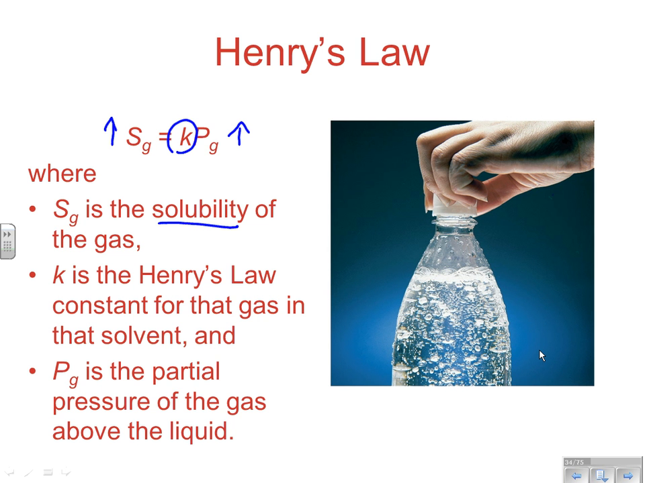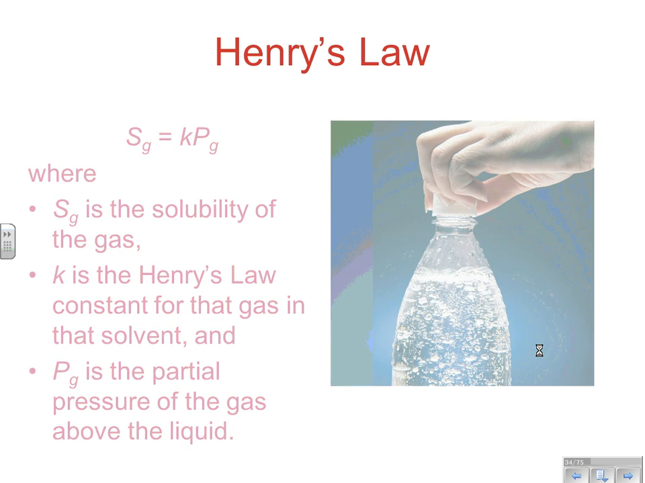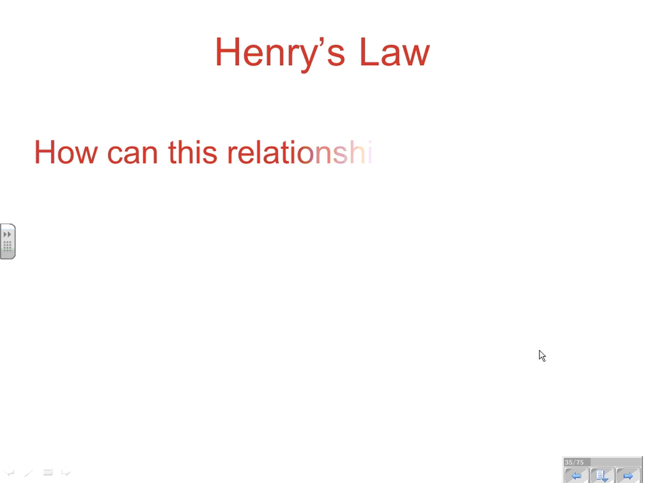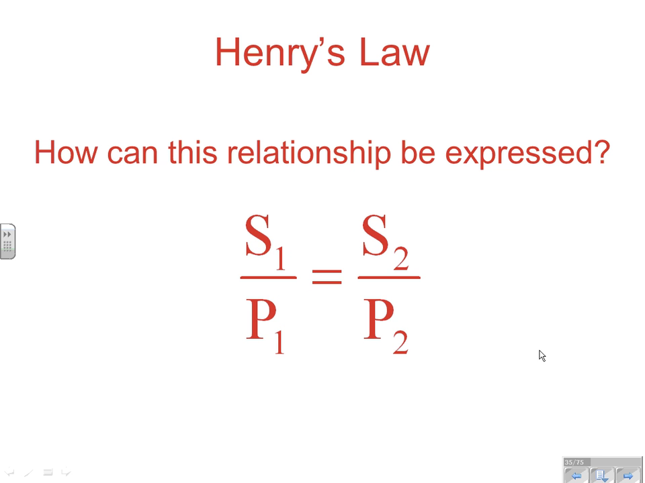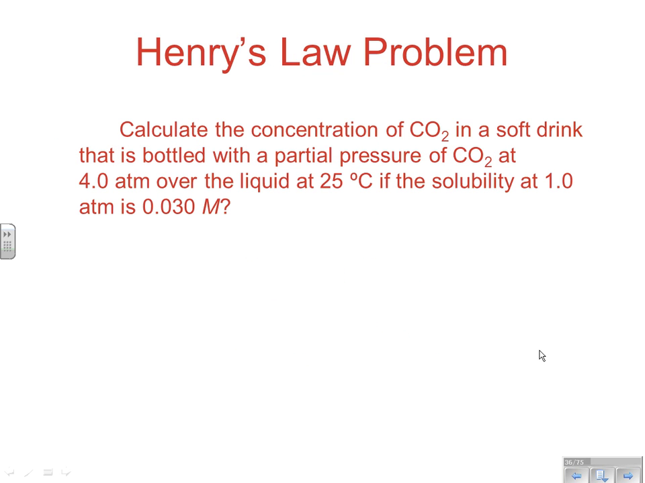But one thing we did with all of these equations back in chapter 10 when we had all these direct and inverse proportionalities, another way to express this is to look at it from this point of view. If S equals K times P, then S1 over P1 is going to equal S2 over P2. If they both equal K, then they both equal each other. And this is really another way to use Henry's law. If we know the solubility at the beginning at this pressure, and we know what the new pressure is, we can use Henry's law in this form to calculate what the new solubility is. So there's a couple of different ways we can do Henry's law problems.